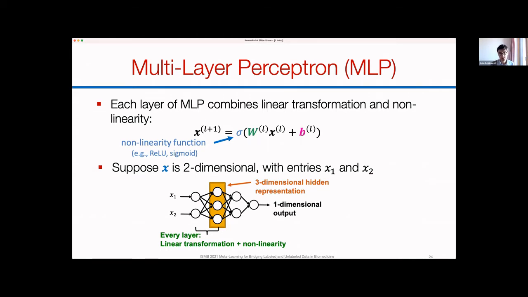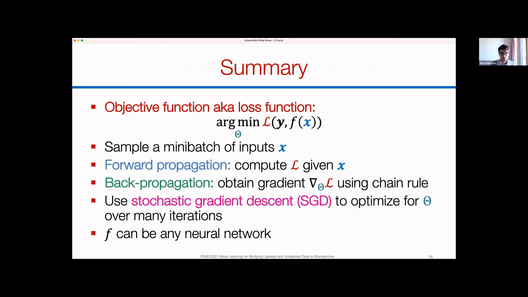So to summarize, we can think of machine learning as an optimization problem. We are having a loss function, and we have a simple mini batch of inputs. We evaluate the gradient of the loss at a given set of parameters over the training data, and then we update the parameters with the goal to minimize the loss. And function f can be any neural network which we can differentiate and obtain the gradient.